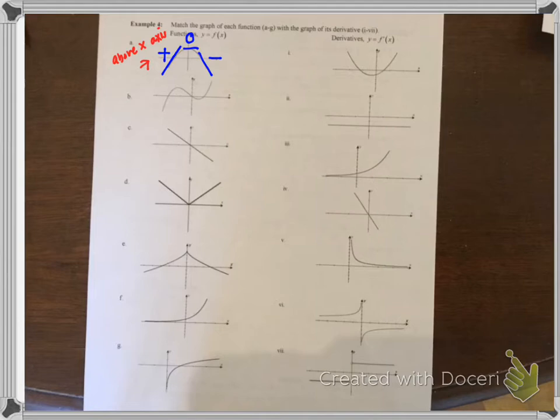And then it gets to 0, and then it goes below the x-axis. Okay, so let's see what matches up with that. I need something that's above the x-axis, then when x is 0, it's 0, and then it goes below the x-axis. So if I look here at 4, I can see that it's positive until we get to 0, it hits 0, and then it gets negative, right? So it's below the x-axis.